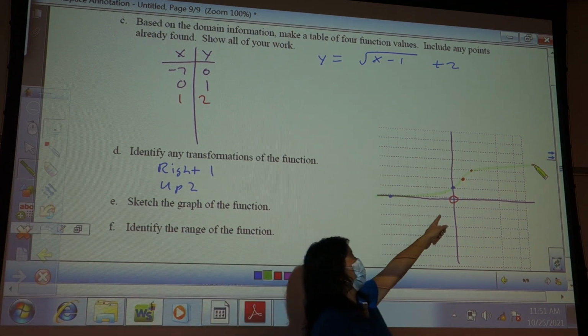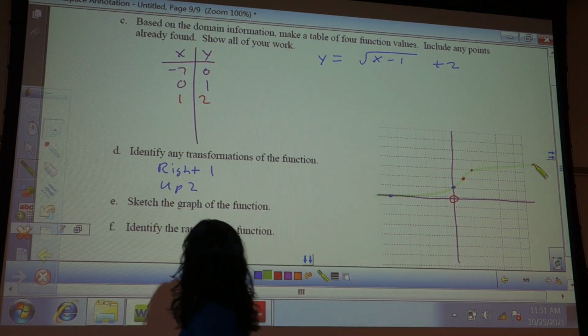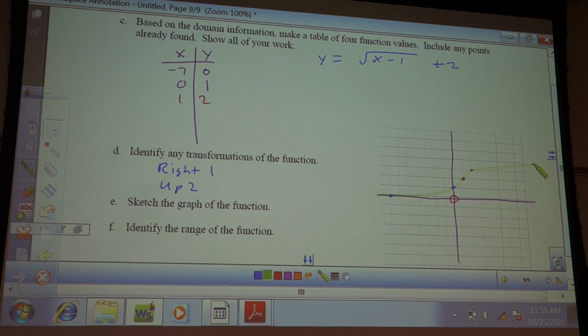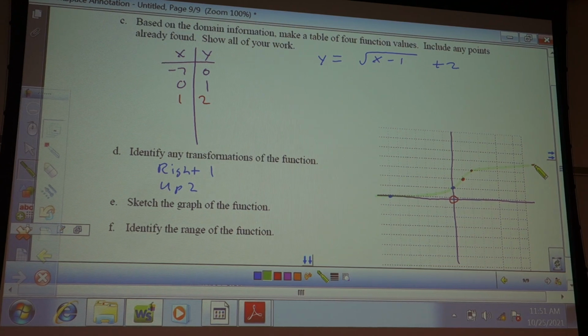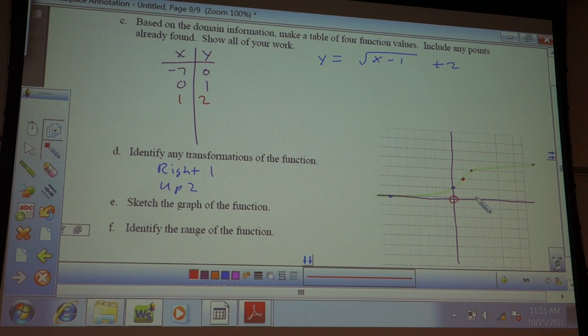Don't touch this one. This is our origin. That's an open circle. I was just pointing that out. So what are my other points then? I have at least one other one I can write in here, which is 2, 3. I won't write the last one. That's not a big deal. Okay. Sketch the graph.